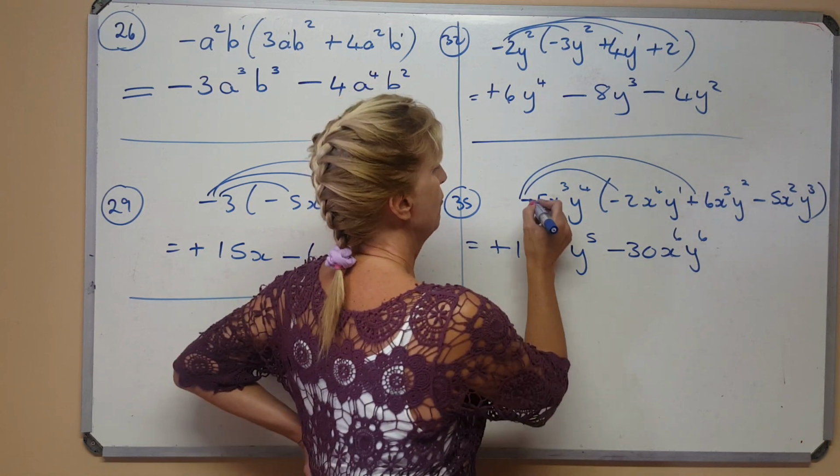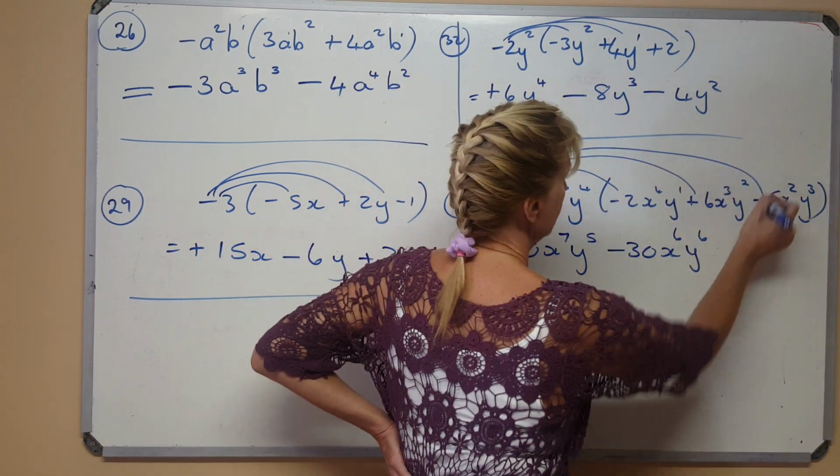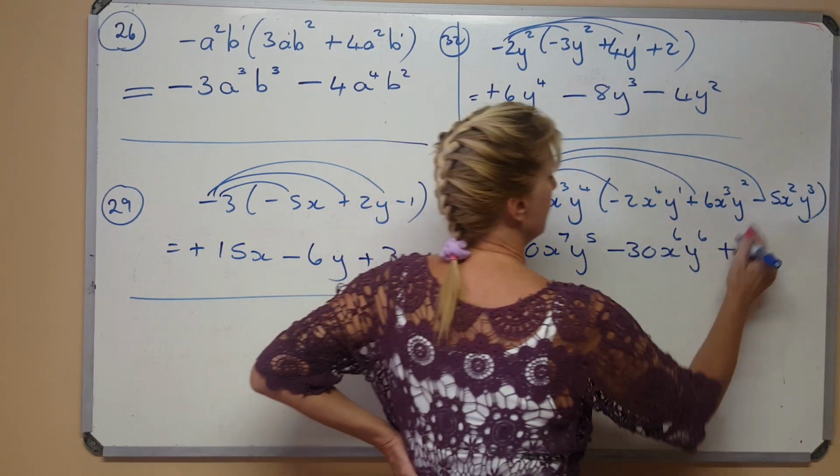And the last one for homework was a minus times a minus is a plus. 5 times 5 is 25.